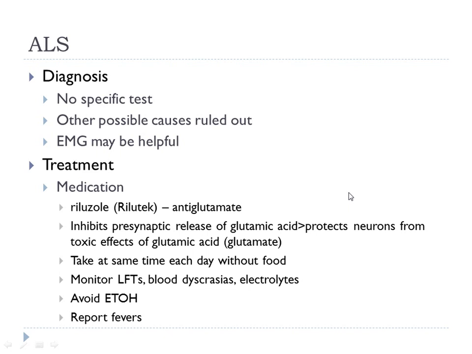We can give medications to maybe slow the progression of ALS. Riluzole is an anti-glutamate. So if you decrease the production of glutamate, the theory is that maybe we can decrease the destruction of the neuro tissue. Monitor LFTs, blood dyscrasias. Basically, changes on the CBC would be a blood dyscrasia. Changes in electrolytes.